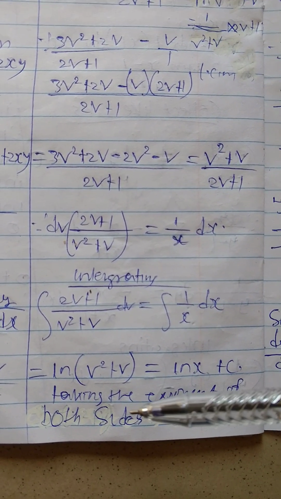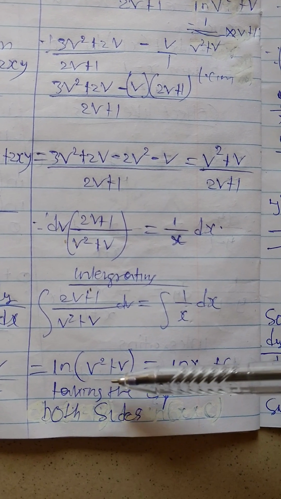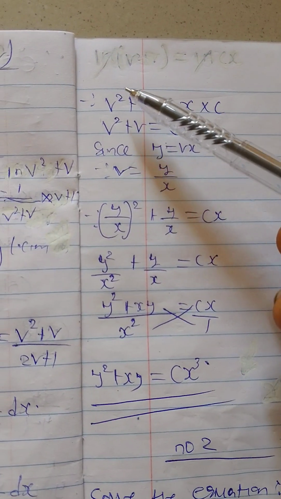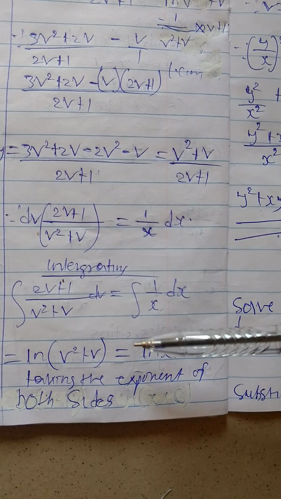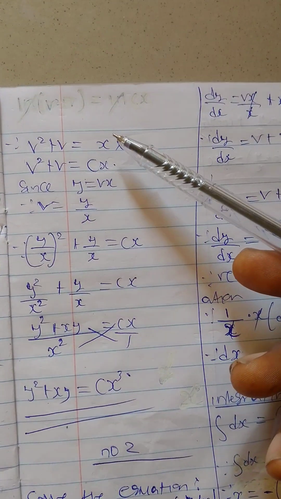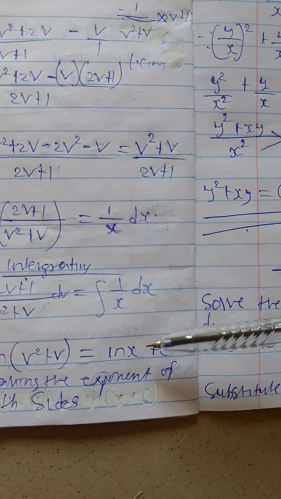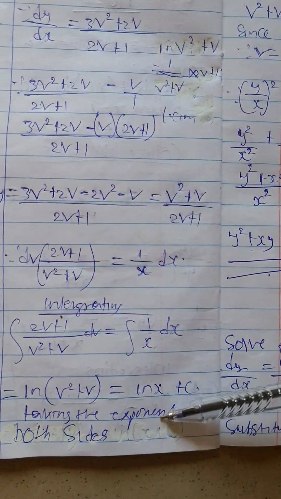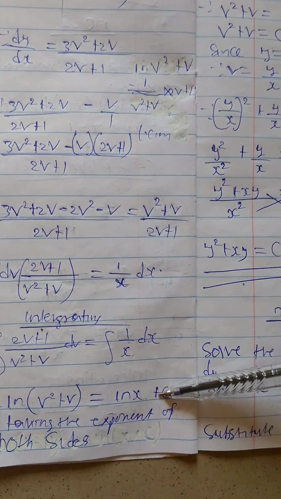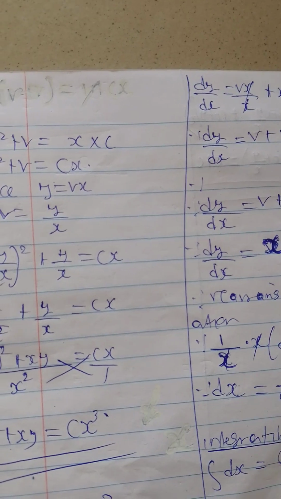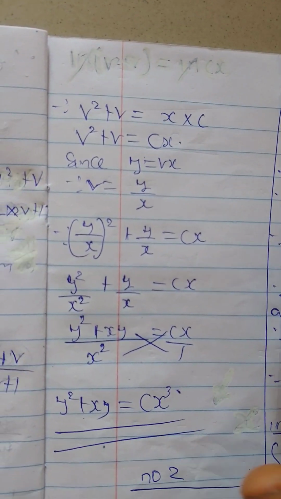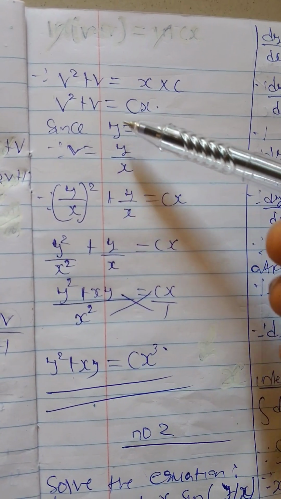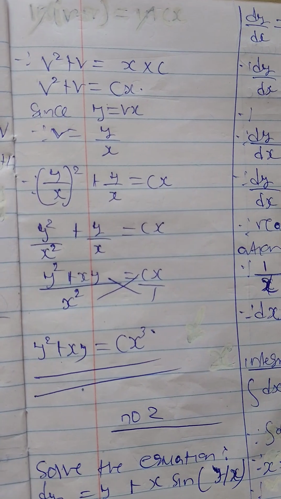Now if I take the exponent of v squared plus v, that will give me only v squared plus v. Taking the exponent of x will give me only x. I know that plus in the equation means times. Also taking the exponent of c, which is constant, is the same thing as c. So I have v squared plus v equals x times c, which is the same thing as cx.